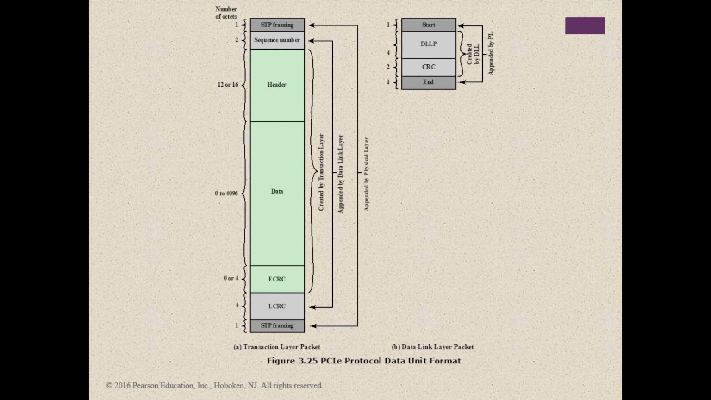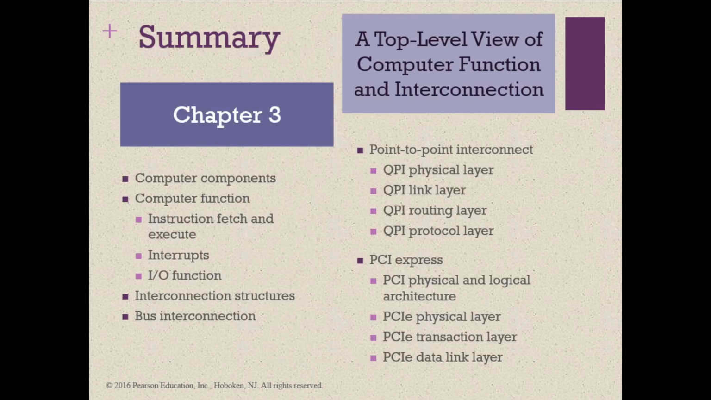When the DLL transmits a TLP, it retains a copy of the TLP. If it receives a negative acknowledgement for the TLP with this sequence number, it retransmits the TLP. When it receives an acknowledgement, or ACK, it discards the buffered TLP. So that's all about chapter 3.